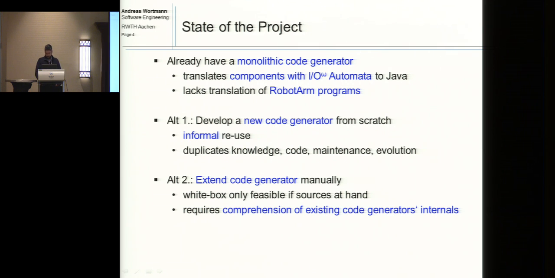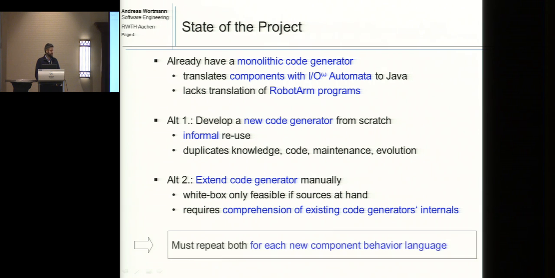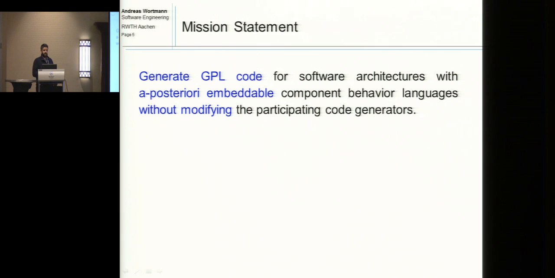So the problem here, and a similar problem was debated in the first talk, is if you have n behavior languages, you have to do that n times. So either you have n different code generators, or you have one code generator for n languages, and the latter won't be maintainable. Our goal here is to generate general purpose programming language code for software architectures with dynamically embeddable, that means after deployment, embeddable behavior languages without modifying your existing code generators, so some form of black box composition.